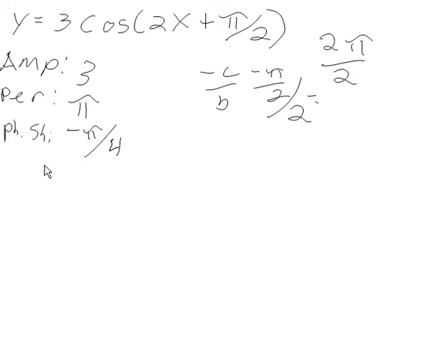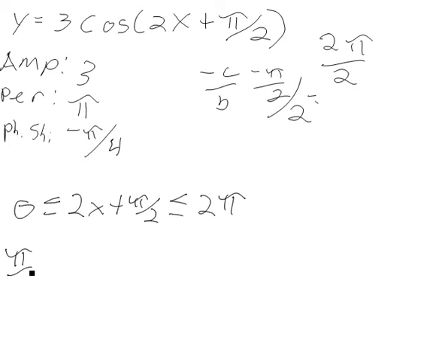Now we can get our domain by setting our equation 2x plus pi over 2 greater than or equal to 0 and less than or equal to 2 pi. When we do the math on that, we're going to subtract pi over 2 from both sides. So there's the negative pi over 2, and then we're also going to divide by 2, which will equal our negative pi over 4, which will also be the same as our phase shift.